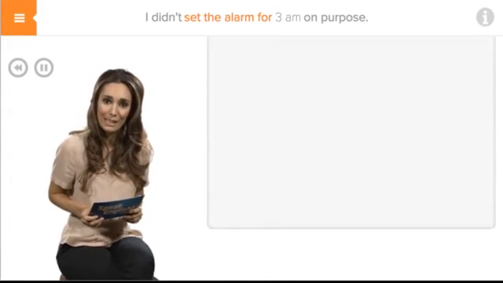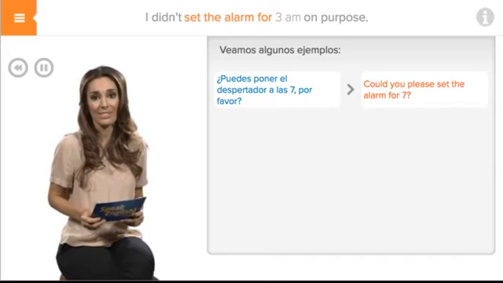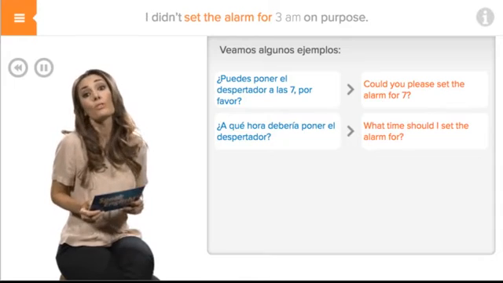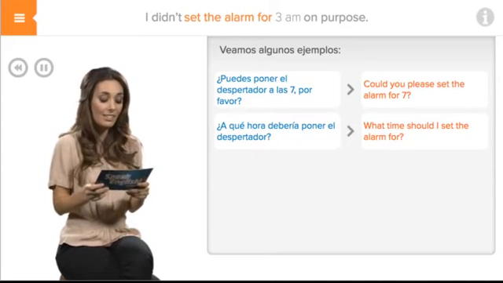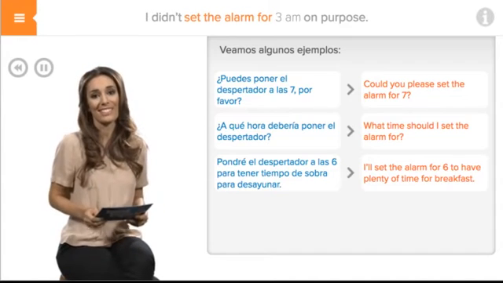Veamos estos 3 ejemplos. Could you please set the alarm for 7? What time should I set the alarm for? I'll set the alarm for 6 to have plenty of time for breakfast.